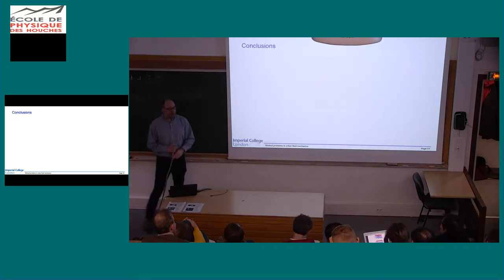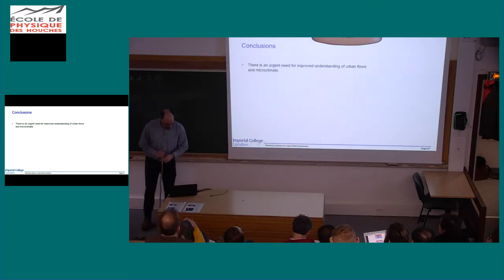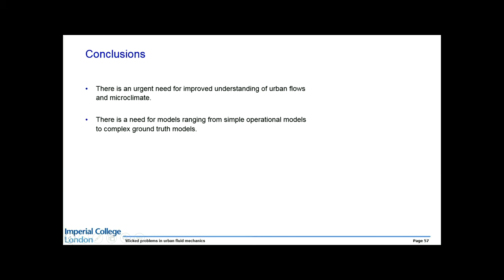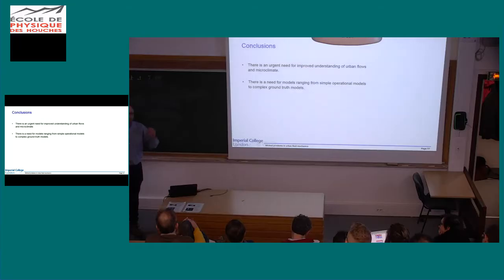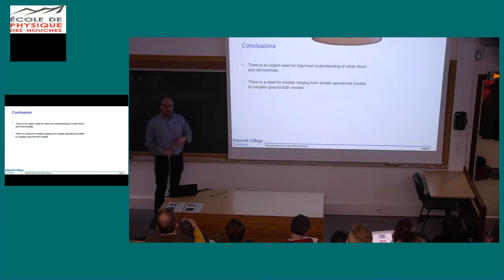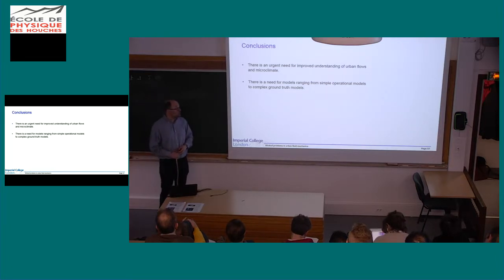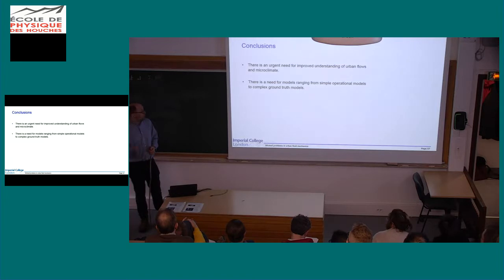Right, so just to wrap up, there's an urgent need for improved understanding of urban flows and microclimate. We really need a range of models. There's not going to be one model that fits all. So we need simple operational models that give us quick results that decision makers can use. We need models that we can use to really serve as parameterizations for coarser models.